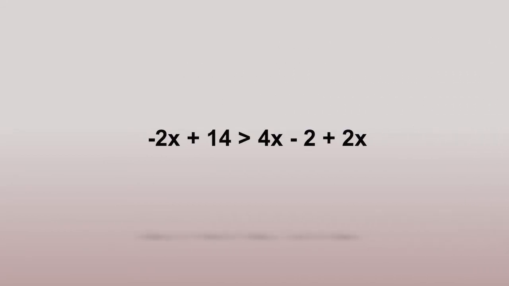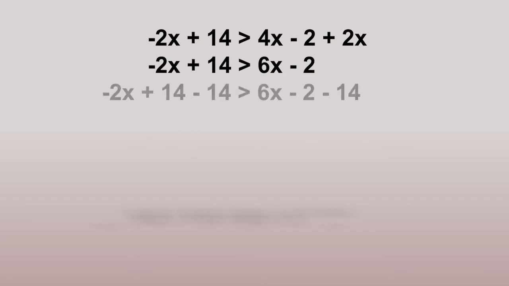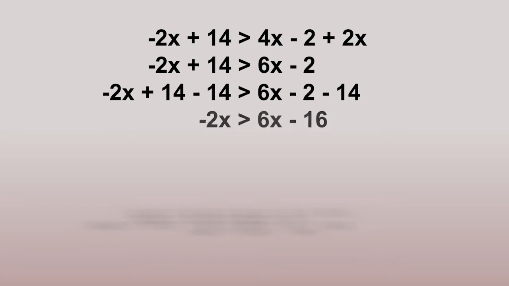Now for an example that is a little more complex. Negative 2x plus 14 is greater than 4x minus 2 plus 2x. First, we need to combine like terms on the right side of the inequality. 4x and 2x simplify to 6x. Subtract 14 from both sides of the inequality. Simplify the right side. Negative 2 and negative 14 equals negative 16.